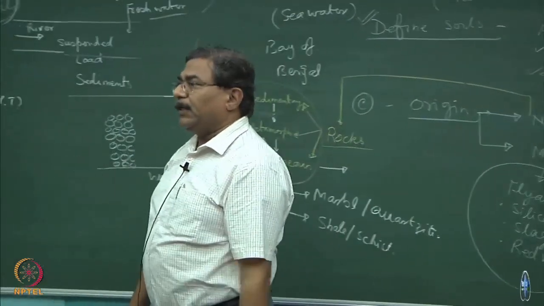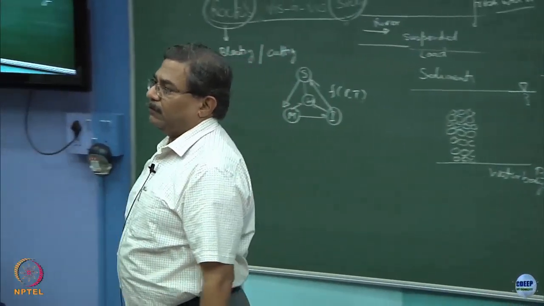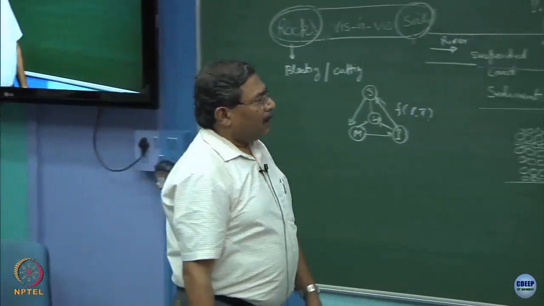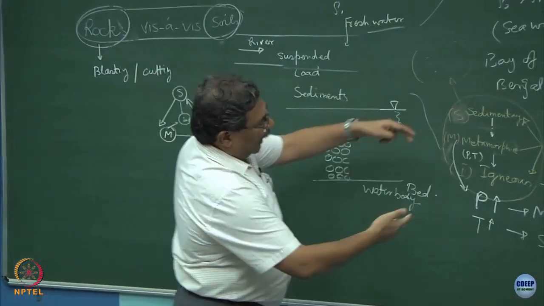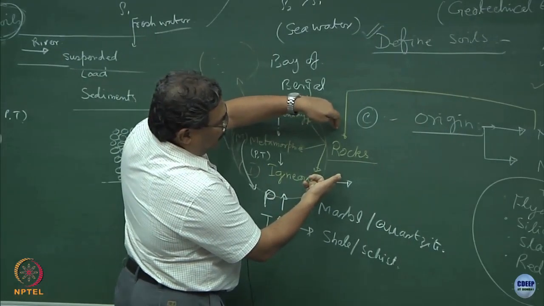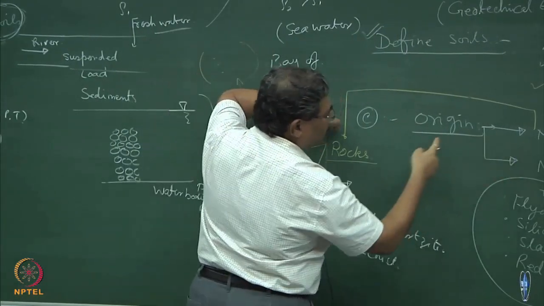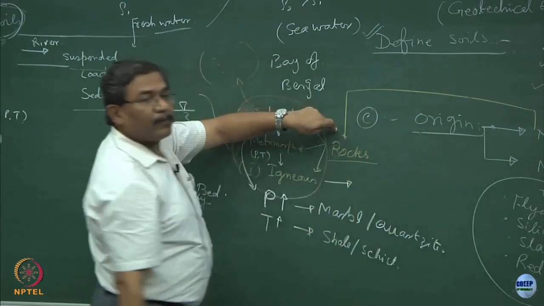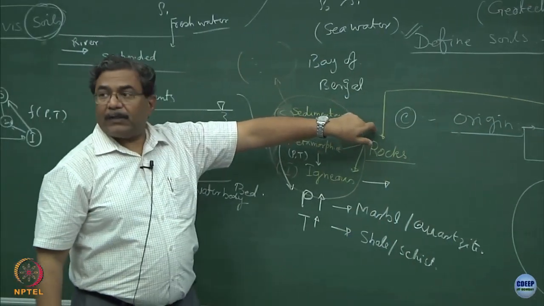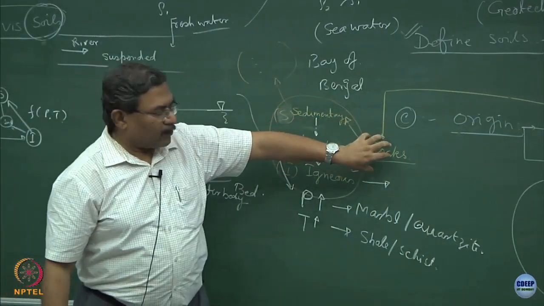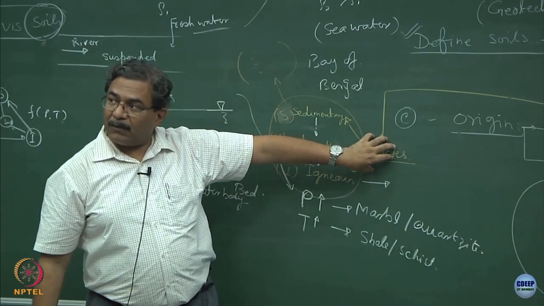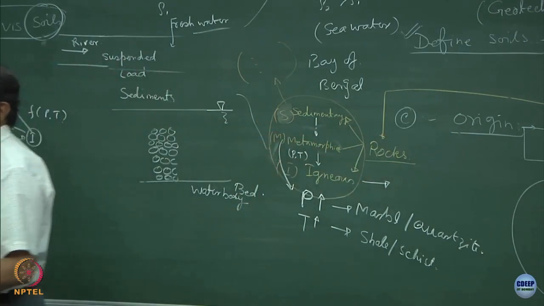Now, let us enter into the classification schemes of the soils. When we said types of rocks, and I linked it with the naturally occurring soils, which is the origin, let me talk about, this is the classification scheme for the rock. Now, let us talk about the classification schemes which are used for soils.